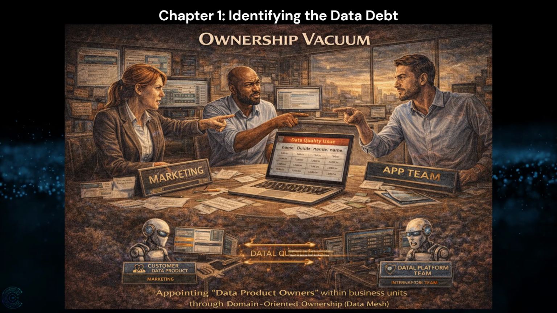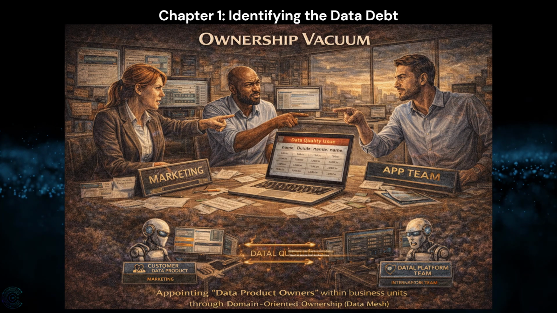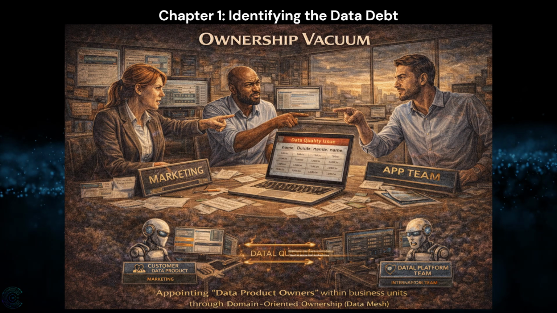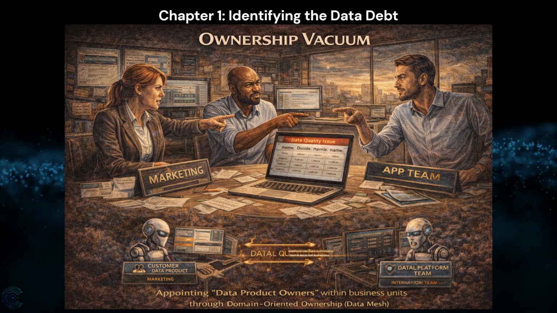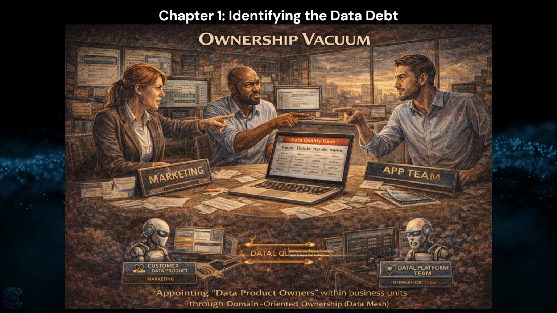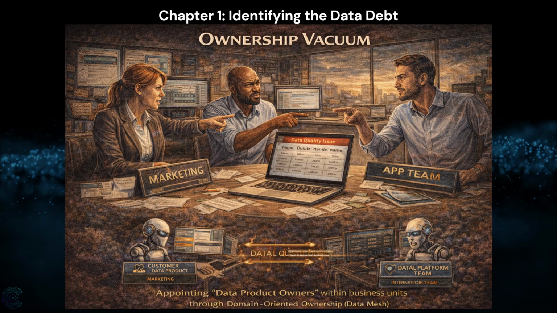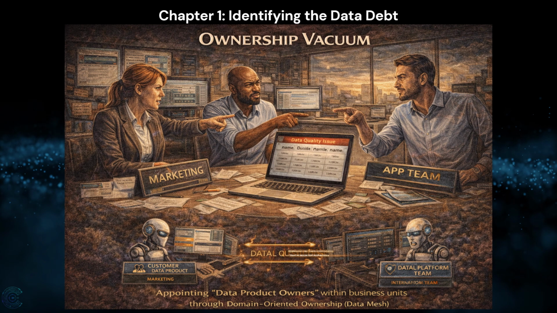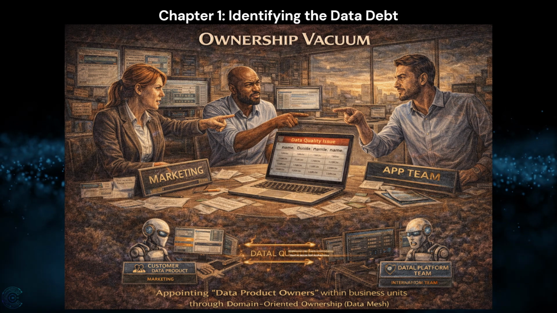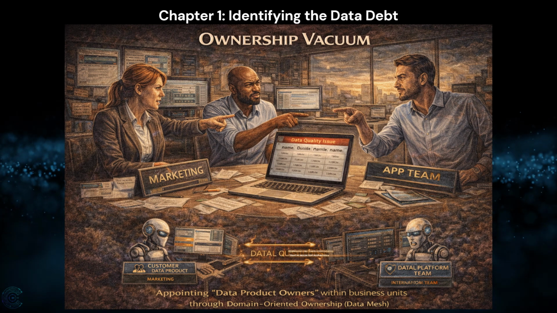Ownership vacuum. Problem: if everyone owns it, no one owns it. Situation: a data quality issue is found in the customer table. The data platform team says it's a source problem. The source team says they just store what the app provides. The app team says it's an analytics problem. Task: transition to domain-oriented ownership, data mesh.